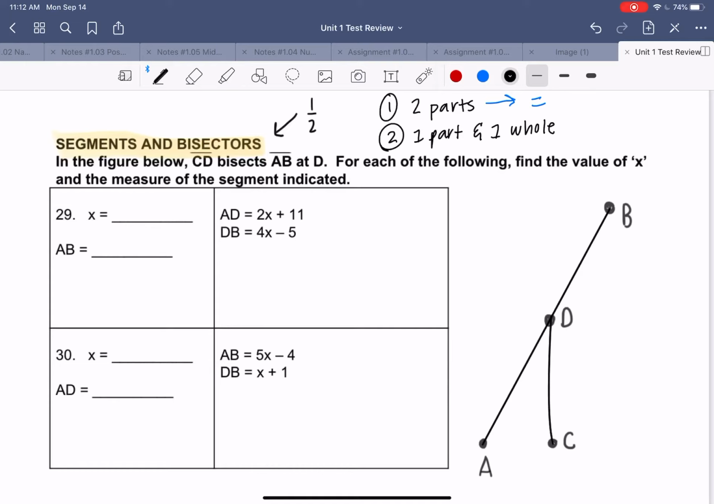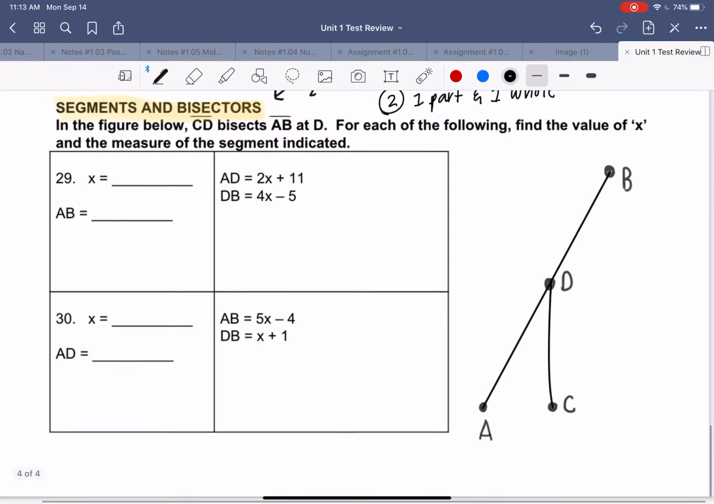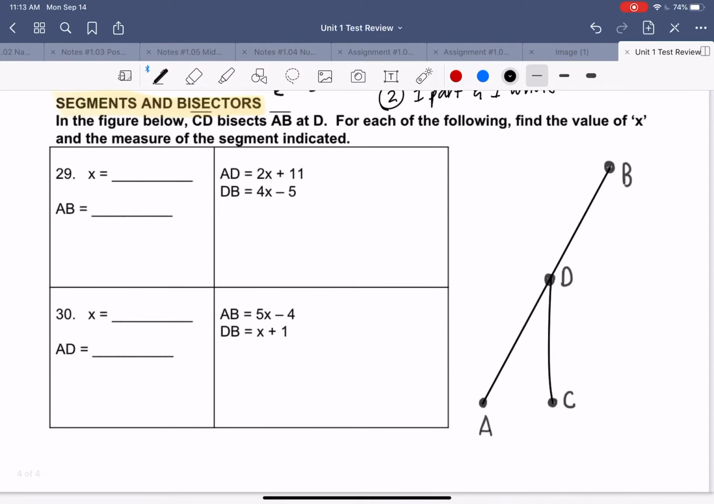Okay, that's the question I'm going to do here because I think we're still not understanding how to set that up. So number 1, let me show number 29. Okay, so number 29, it says AD. First it says in the figure below, CD bisects AB at D. So the word bisects tells us that these two segments right here are congruent. And I'm telling myself that they're congruent by writing those tick marks. So what we are telling ourselves is that AD is congruent to DB.